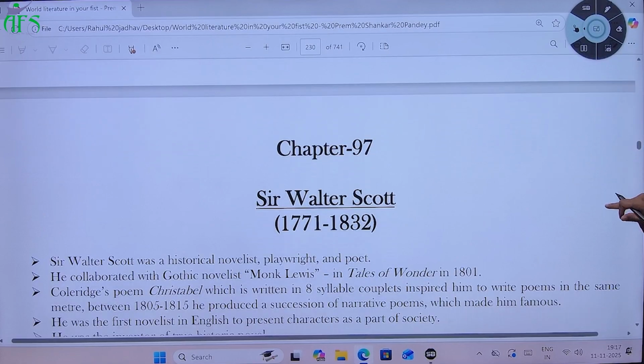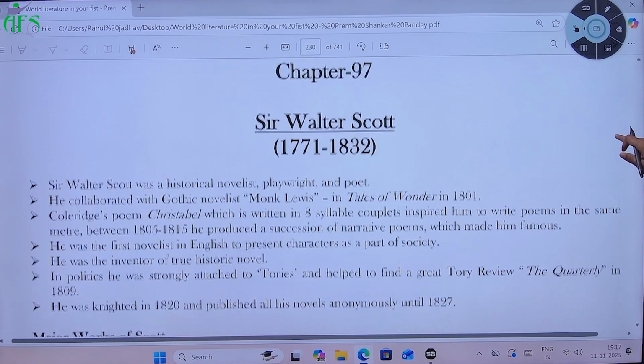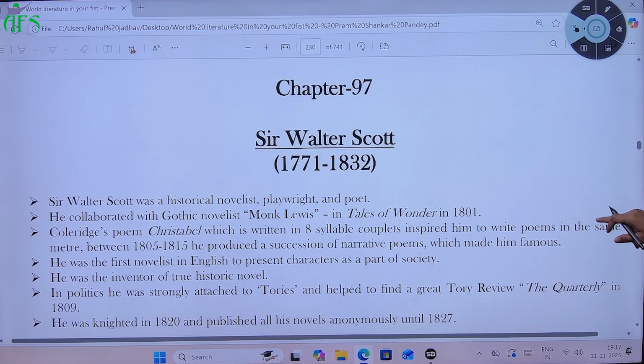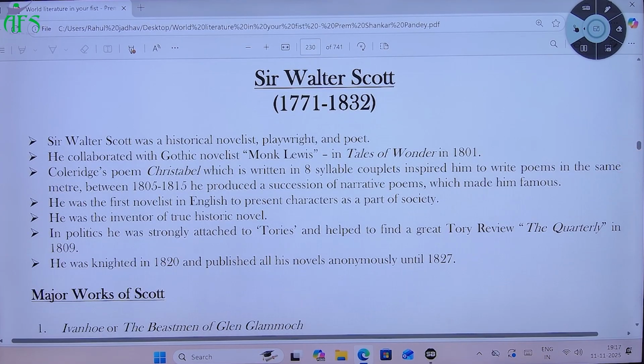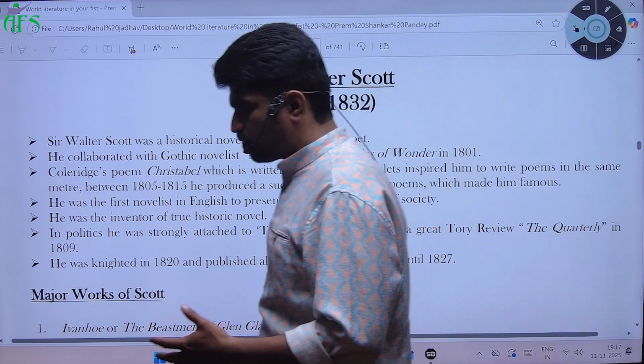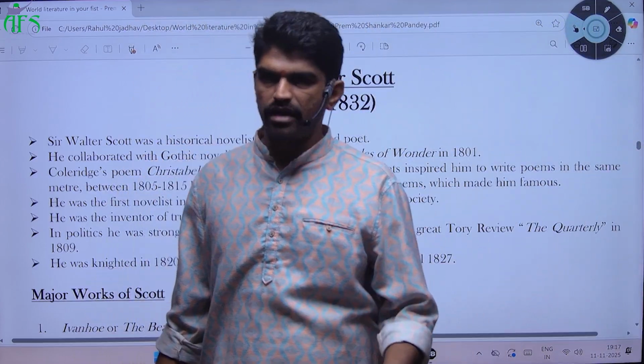Now let us move ahead with a very prominent figure of this period, Sir Walter Scott. Sir Walter Scott was a historical novelist, playwright, and a poet. We studied about him when we had to talk about poetry, when we had to talk about Wordsworth, Coleridge, Byron, Shelley, John Keats.